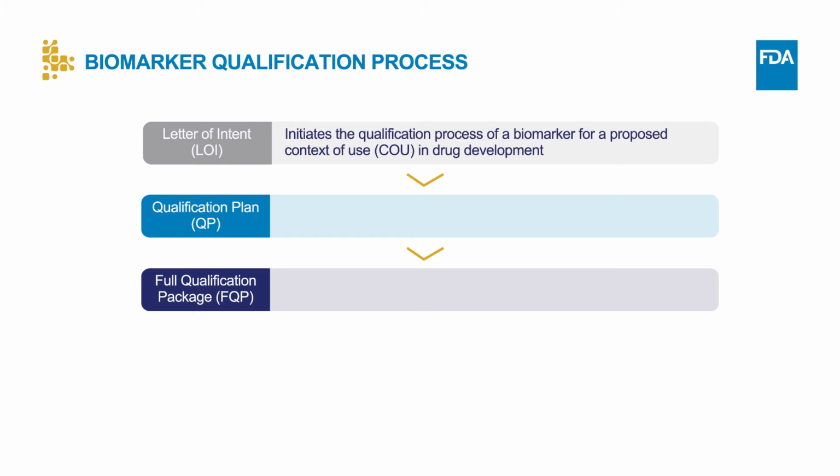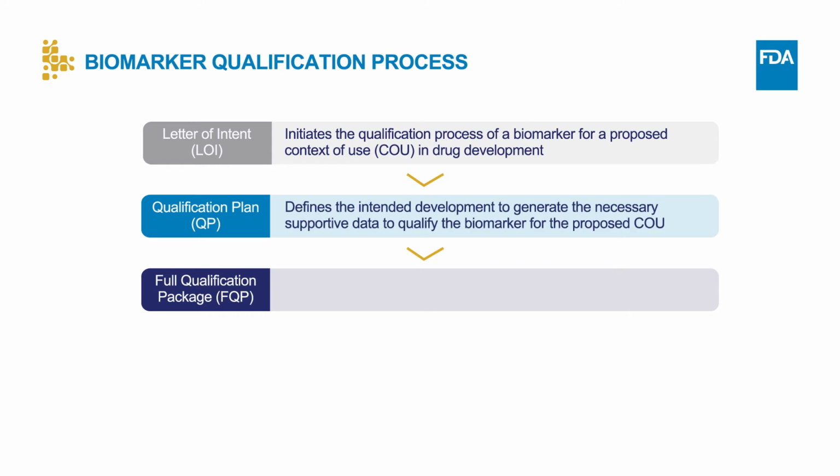For the first stage, a requester submits a letter of intent, or LOI. The LOI provides the initial information about the submission and may include general information about the biomarker, the proposed context of use, information on how the biomarker will be measured, and the drug development need the biomarker is intending to address. The LOI submission will be reviewed to determine if the biomarker has the potential to address an unmet need in drug development. If accepted, the requester may submit a qualification plan when ready.